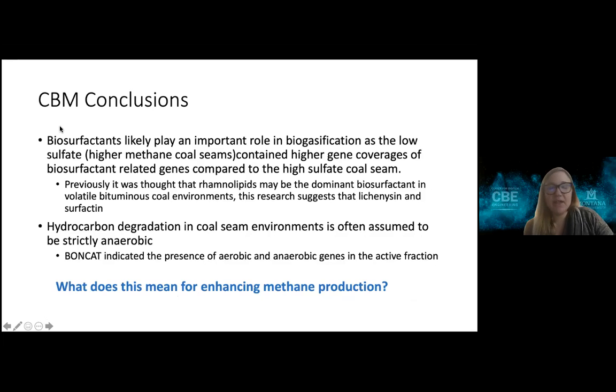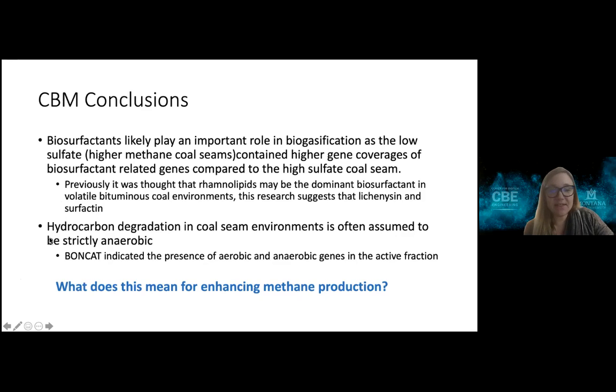So our conclusions, because I'm probably close on time, are that biosurfactants are likely really important players in biogasification, in this initial hydrocarbon degradation step for low sulfate environments. Previously, everybody thought it was rhamnolipids. We did have rhamnolipids present, and we wouldn't have known that they weren't active if we didn't couple our methods with this active metagenomic sequencing. What our data suggests is that it's actually these glycolipid surfactant molecules that we want to investigate further, as to how they're functioning in the environment, that are probably really key in that rate-limiting initial degradation step.